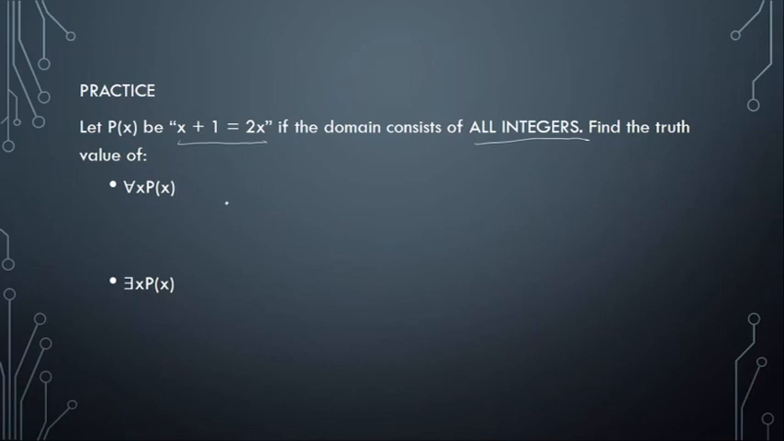So, let's prove this using a counter example again. This is for all: for all x, p of x is true. If you can find a counter example, then you cannot prove that for all x, p of x is true. So, we use the predicate. For all x, p of x is true. Let's find a counter example for this.